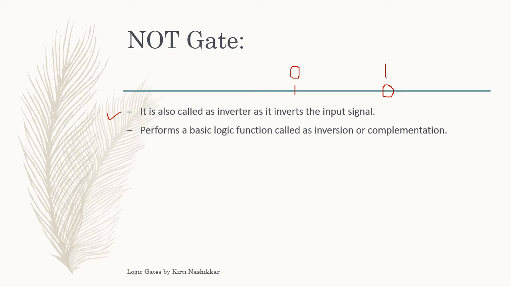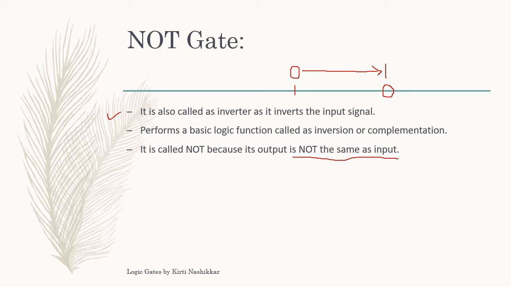It performs a basic logic function called inversion or complementation. It is called NOT because its output is not the same as the input. Whatever input is given gets complemented or inverted at the output. From this we can conclude that the output is not the same as the input, and hence the name NOT gate is given to this particular logic gate. Its purpose is to change from one logic level to the opposite level.